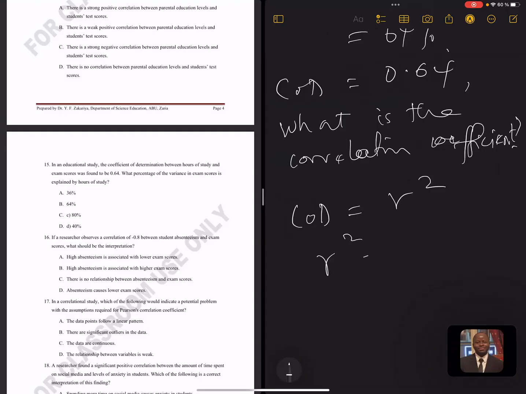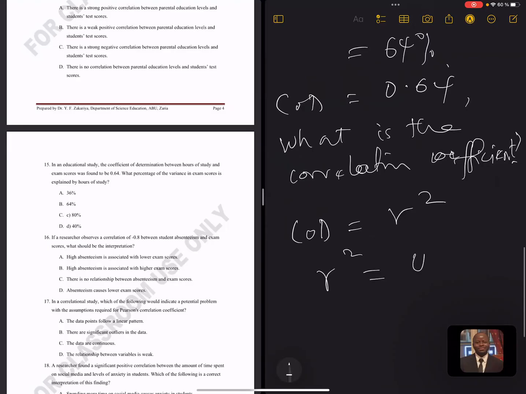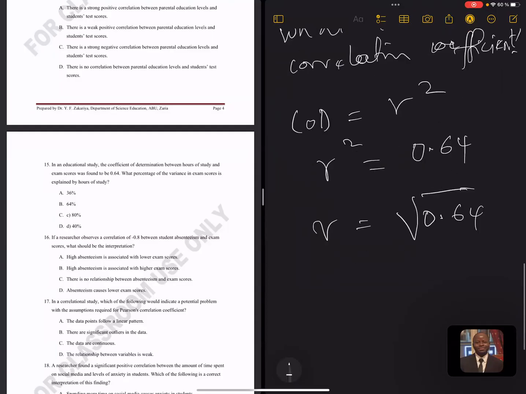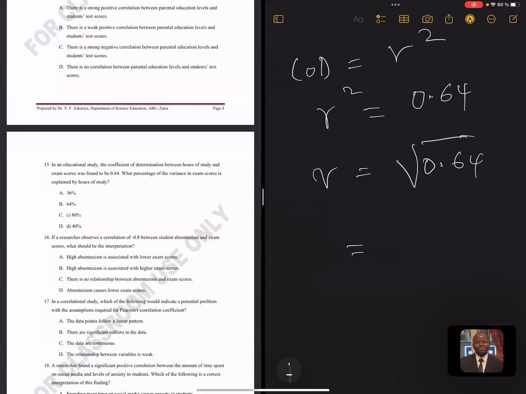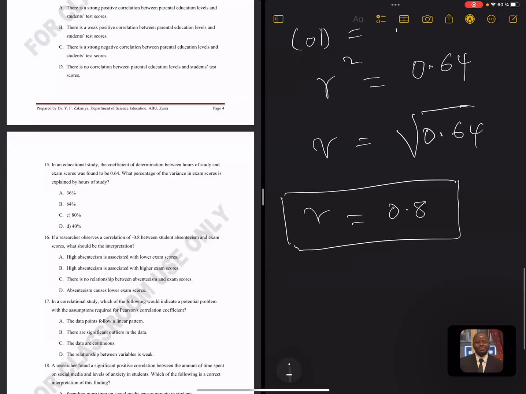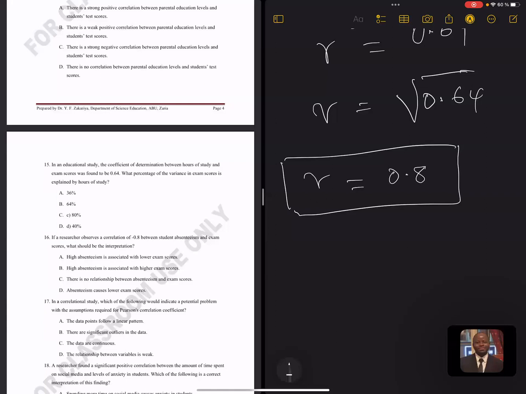That means R squared in this example is going to be 0.64, okay? And R will be the square root of 0.64. And the square root of 0.64 is what? 0.8, right? So R is 0.8, okay? So the correlation coefficient between the two variables is 0.8. Is it okay, everybody?